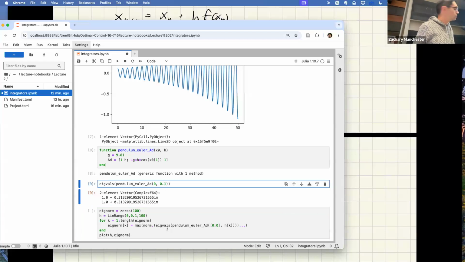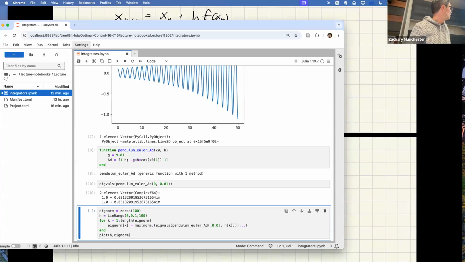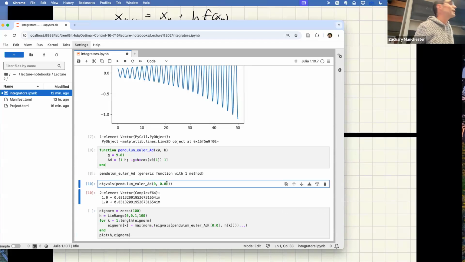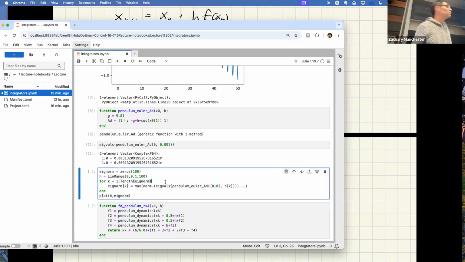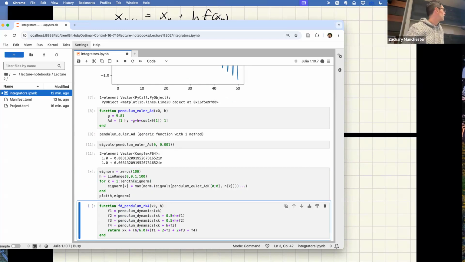I can do this for 100 hertz. I can do this, and it gets a little better, but it's still bigger. I can do it for 1,000 hertz. Gets a little better. But here's the real kicker. So what I'm going to do now is plot the modulus of these eigenvalues as a function of the time step, h, and look at it as h gets really, really small. So we're going to plot this and see what it looks like.